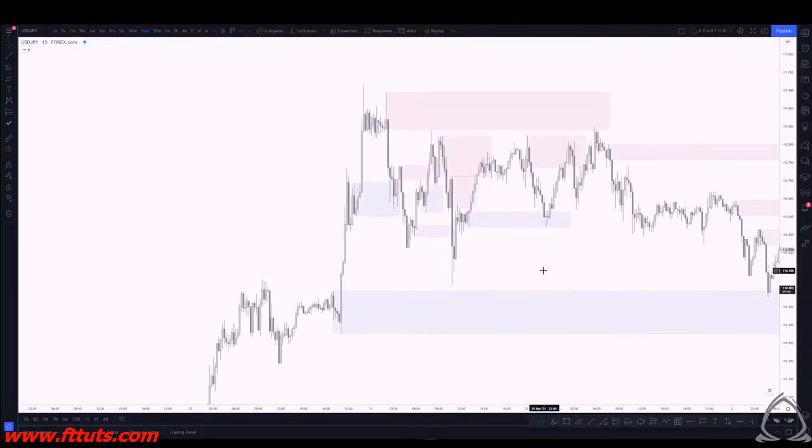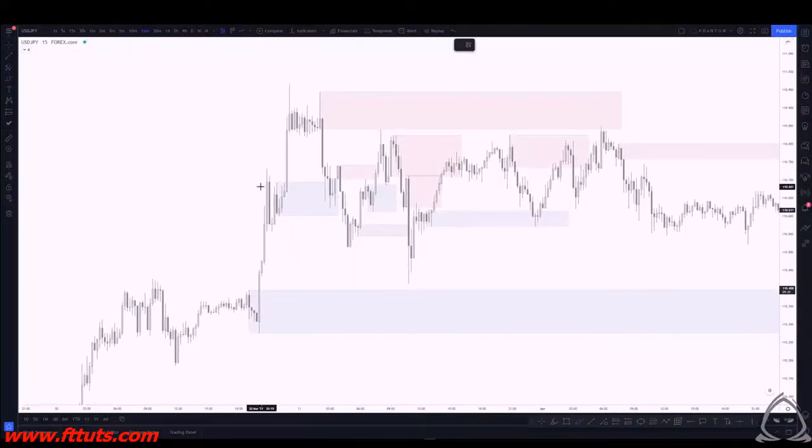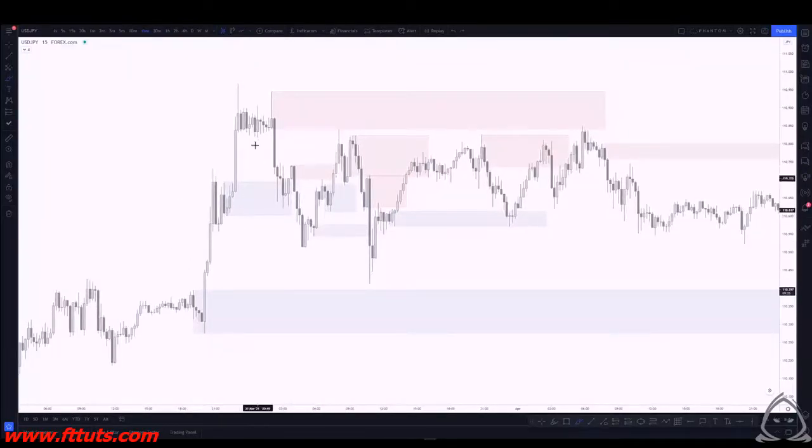Then if we continue, this one's a little bit easier to explain and to see. Again, we have a range, an expansion to the upside, a range in price or a pivot, and then an expansion to the upside, another continuation model to the upside.